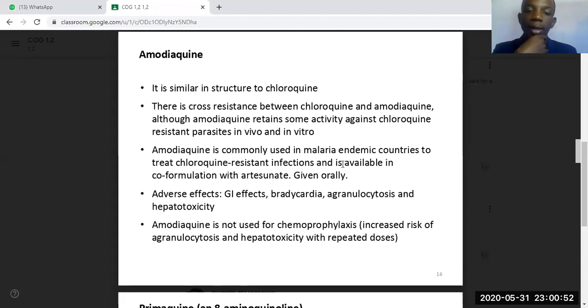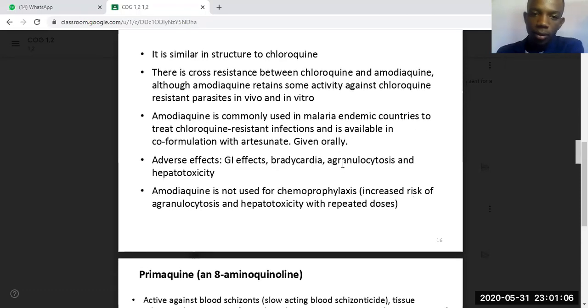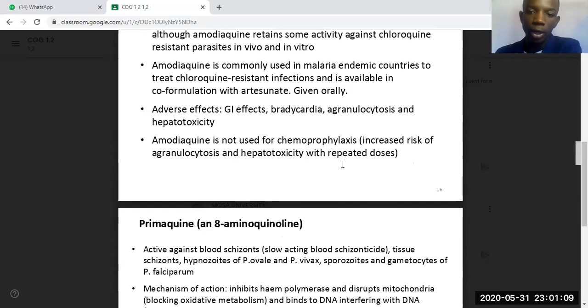Amodiaquine cannot be used for chemoprophylaxis because there is an increased risk of agranulocytosis and hepatotoxicity with repeated doses. Okay, this is why we won't be using it for chemoprophylaxis.